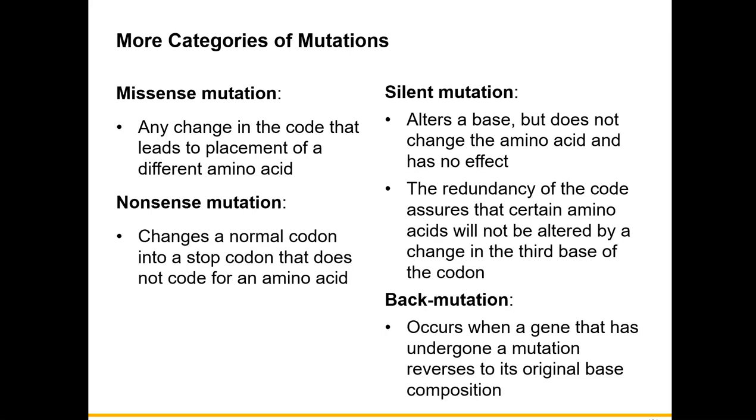More categories: there's a missense, which is any change in the code that leads to the placement of a different amino acid. So if it's a glycine and then it's an alanine, that would be a missense. Nonsense changes a normal codon into a stop codon, so it makes the protein shorter. Silent mutation alters a base but does not change the amino acid. That's from the redundancy of the code. That does not alter the amino acid sequence. And then a back mutation occurs when a gene has undergone a mutation and then it reverses back to the original base.